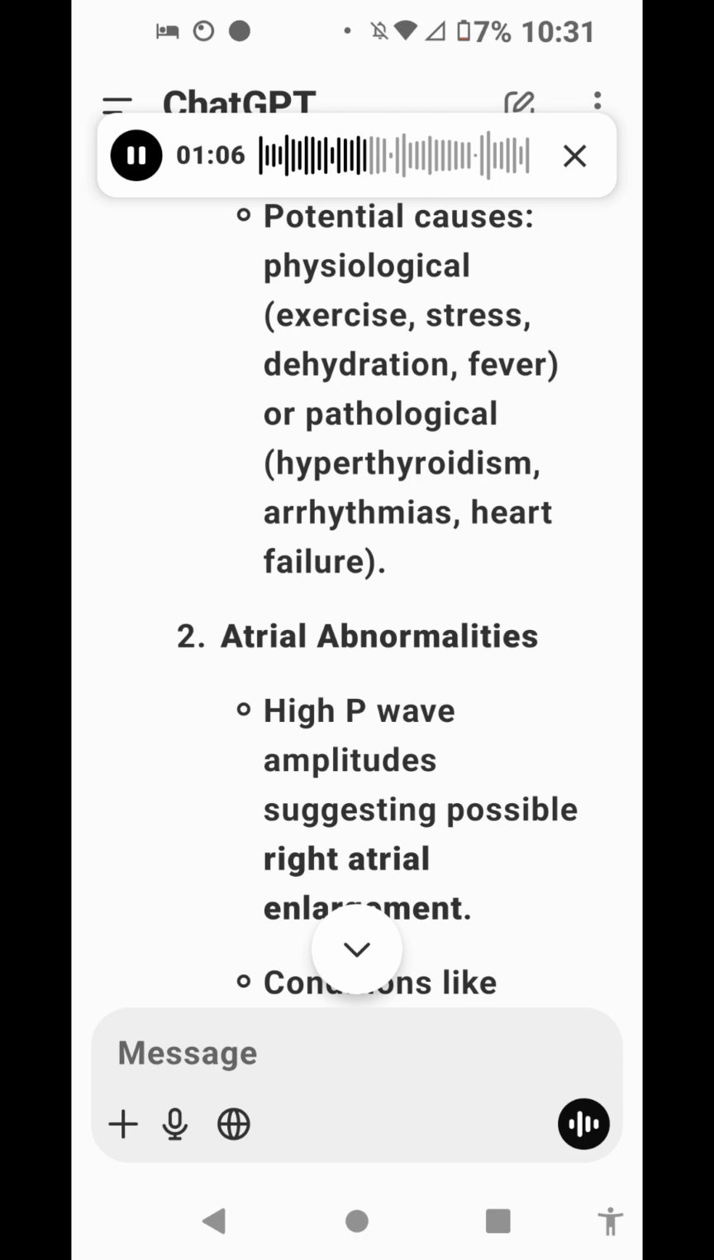4. STT segment abnormalities. Changes in the inferior and lateral leads indicate possible ischemia, myocardial injury, or electrolyte imbalances. These changes reflect disruptions in the heart's electrical recovery phase and necessitate thorough evaluation.